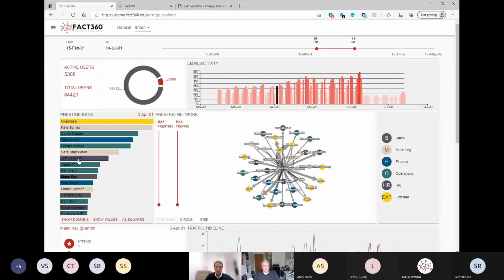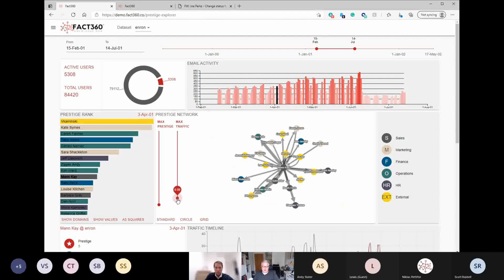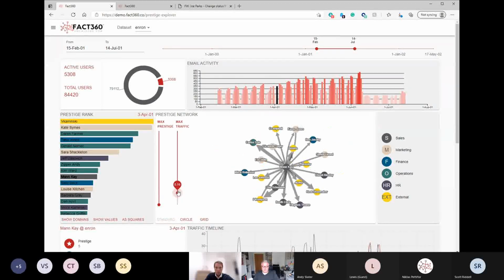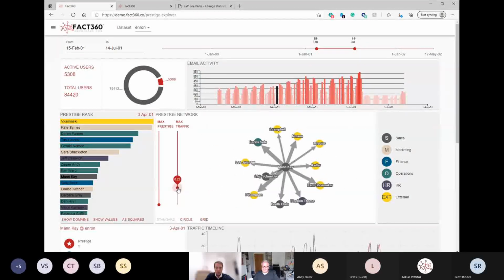You'd expect some of the big cheeses like Jeff Dashovich and Sally Beck to be there, because their communications networks are varied, so their prestige is always quite high because they have impact. But someone like Kay Mann, it's interesting to see what's happening. It's quite hard to see what's going on there. So we've got these two red bars here, and we can slide them up. As we slide them up, the number of people decreases, so it gets easier to read.